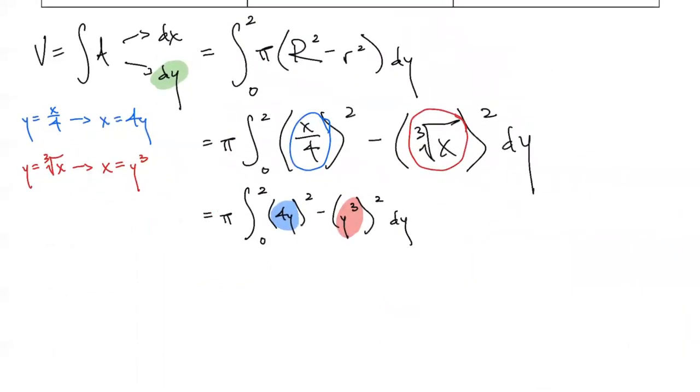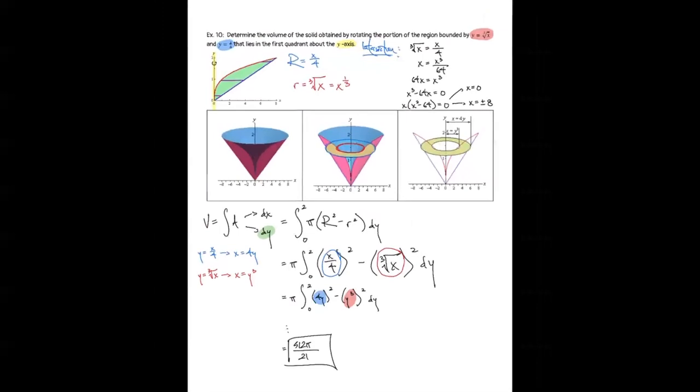Once we've got that, you can proceed along your merry way. You can distribute, combine like terms if you have any, integrate, and you should end up with 512 pi over 21. Now, I've had students in the past say this reminds them of a flower, right?